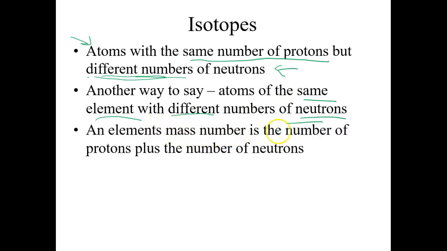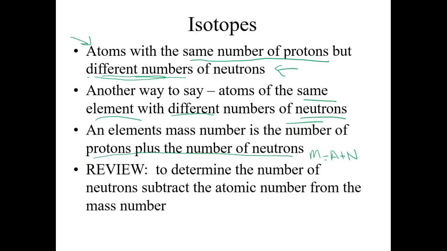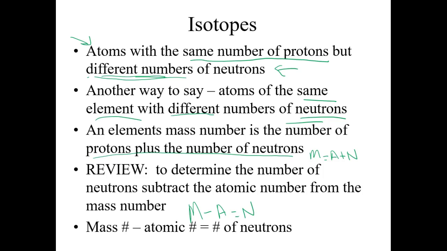The element's mass number is the number of protons plus the number of neutrons. M equals A plus N. To determine the number of neutrons, you can subtract the atomic number. So here's another way to do it. M minus A equals N. Determine the number of neutrons: subtract the atomic number from the mass number. It sounded weird when I said it. Mass minus atomic number equals your neutrons.